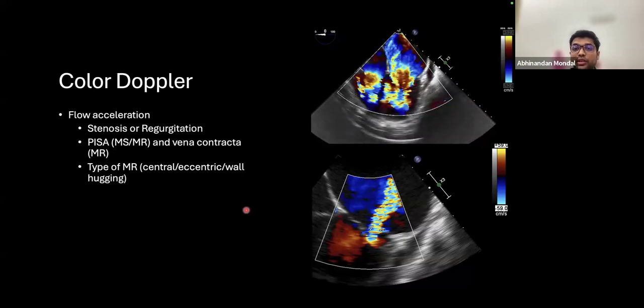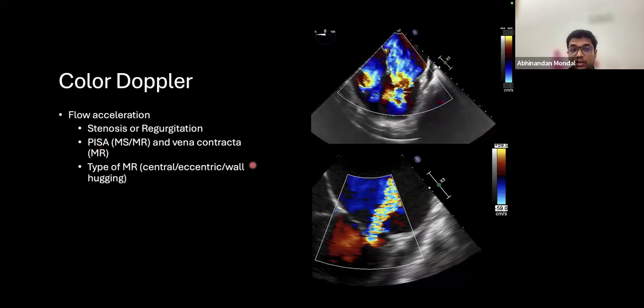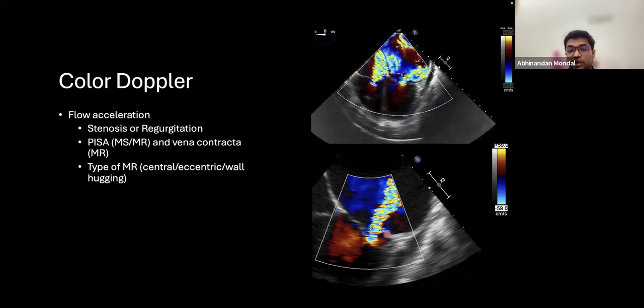So flow acceleration actually gives you a first glance whether the patient is having a stenosis or regurgitation. You have to look for any PISA formation for MS or MR. You have to see for any vena contracta, which is exclusive for MR. Just do remember, there is no vena contracta in MS. So vena contracta is specific for your MR and any regurgitation. So vena contracta is the narrowest portion. I'll be discussing more over the upcoming slides.